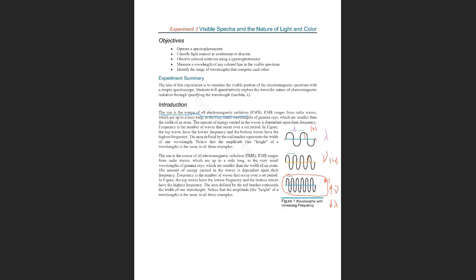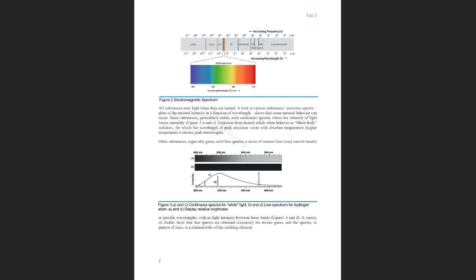For visible light, which is the light that we can see with our eyes, the wavelength determines the color. Let's look at the next. Depending on which wavelength we have, that determines the color we are going to see.